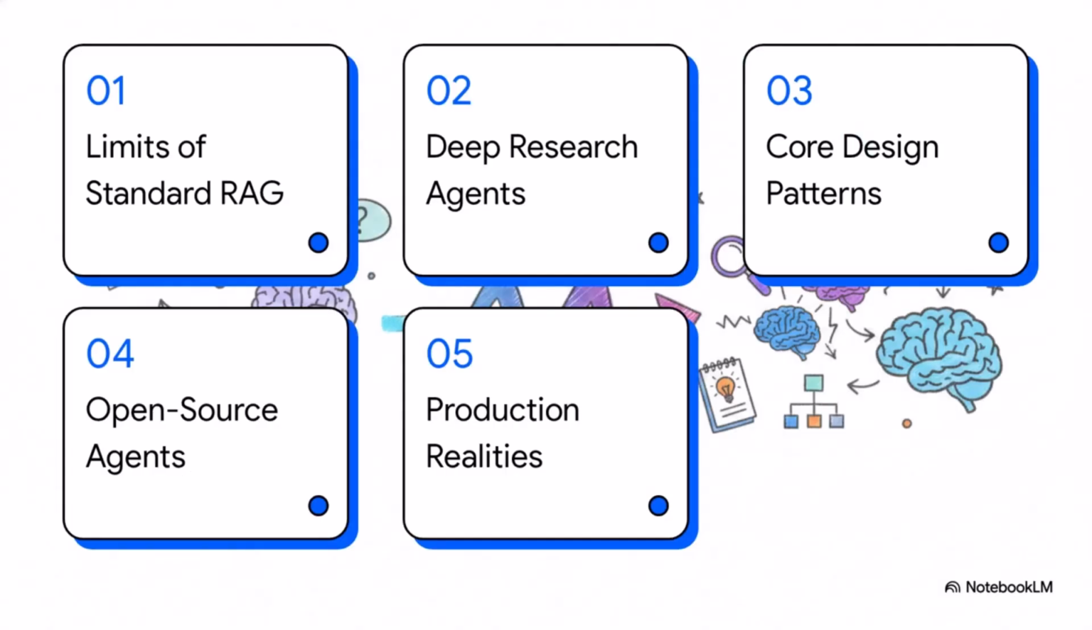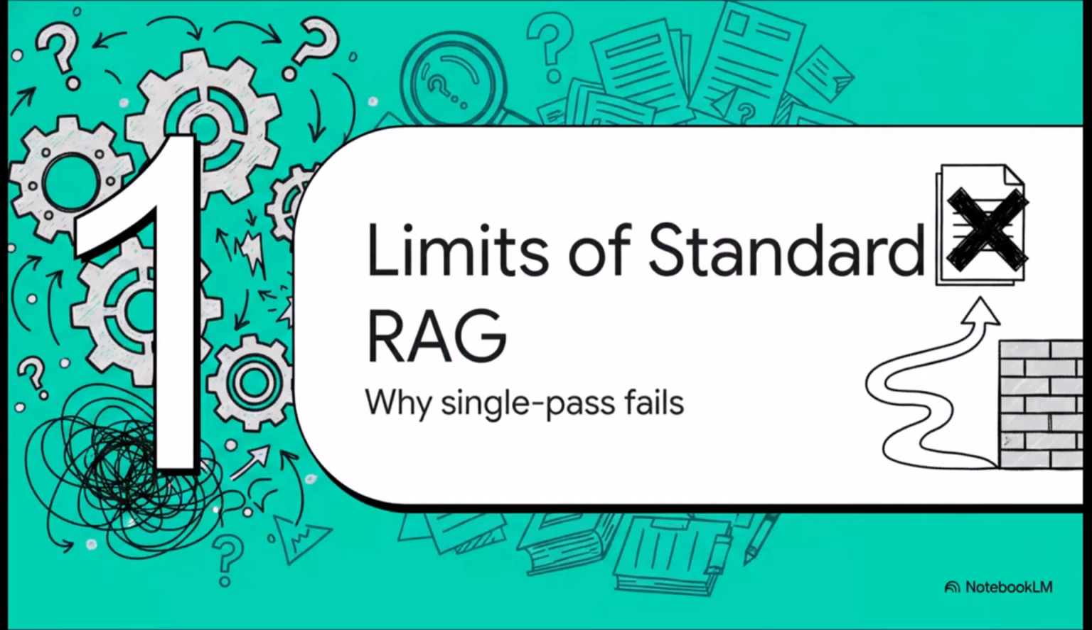Here is our roadmap for today. We'll start with the limits of standard RAG, then enter deep research agents, cover the 5 core design patterns, look at some open source agent architectures, and finally, talk about surviving production realities. All right, part 1, the limits of standard RAG and why single pass retrieval just outright fails at complex tasks.